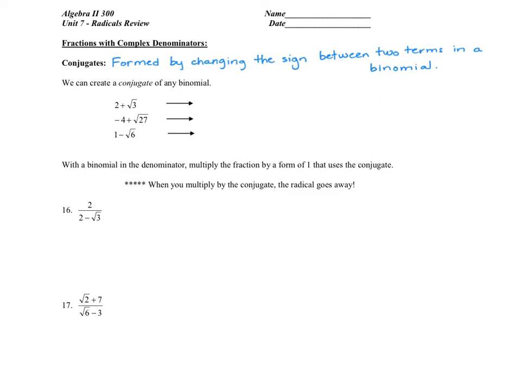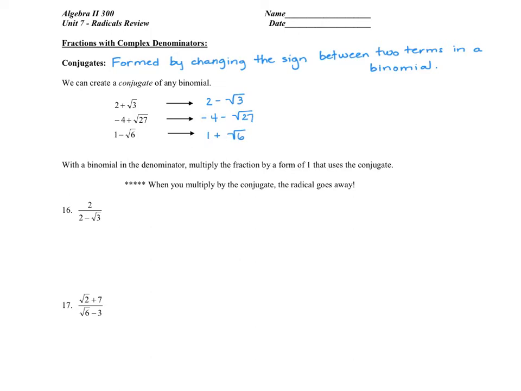So if I have 2 plus rad 3, the conjugate would simply be 2 minus rad 3. If I have negative 4 plus rad 27, the conjugate would be negative 4 minus rad 27. And with 1 minus rad 6, the conjugate would be 1 plus rad 6.